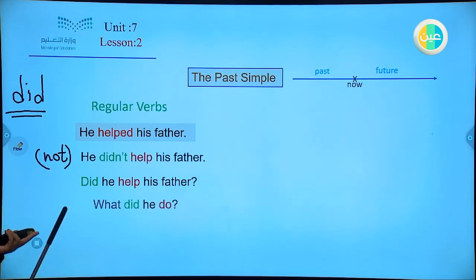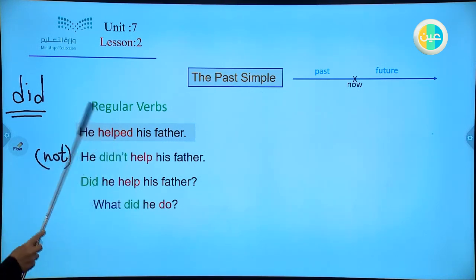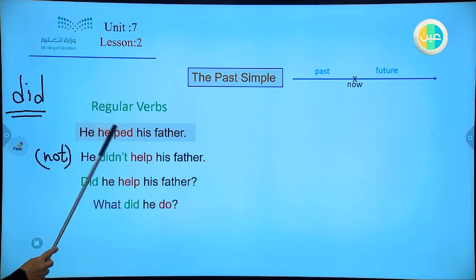Okay, WH question: the WH word, and the auxiliary did, and then the pronoun or the name and the base form of do, because I want to ask about the action. Okay, what did he do? What did he do? He helped his father. This is when we have a regular verb, a verb with ed.